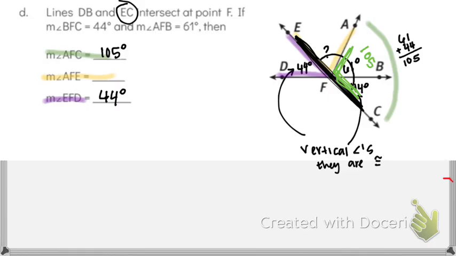So that means that this yellow angle right here and this green angle right here, you see they make that T shape? These are linear pairs. These two are going to add up to 180 degrees. So in order to calculate that one that's left over, I would do 180 minus 105. And that's how I would calculate that angle that's missing. So my angle would be 75 degrees.